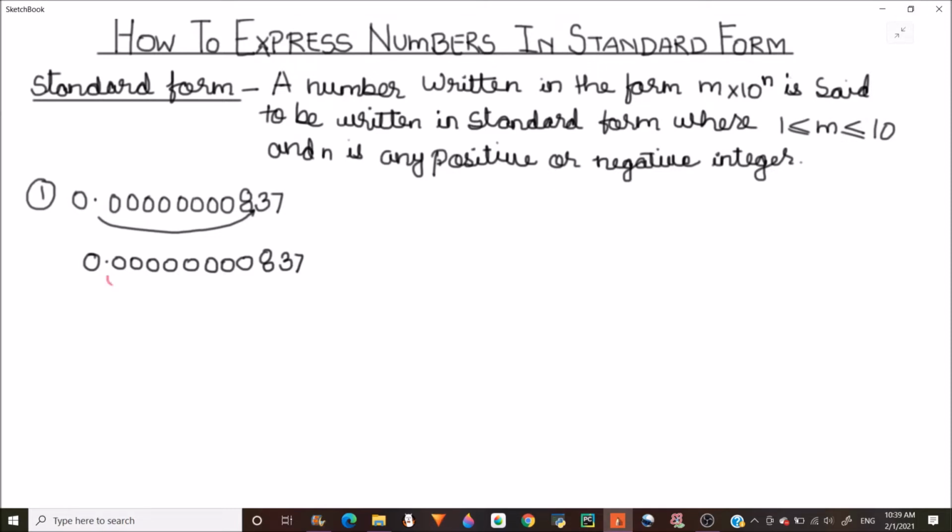So for writing this number in standard form, let's count the number of places the decimal has to move. 1, 2, 3, 4, 5, 6, 7, 8, 9. So after 9 decimal places, we have to put the decimal point. As we have to move the decimal place 9 digits, we have to multiply this number by 1 followed by 9 zeros.